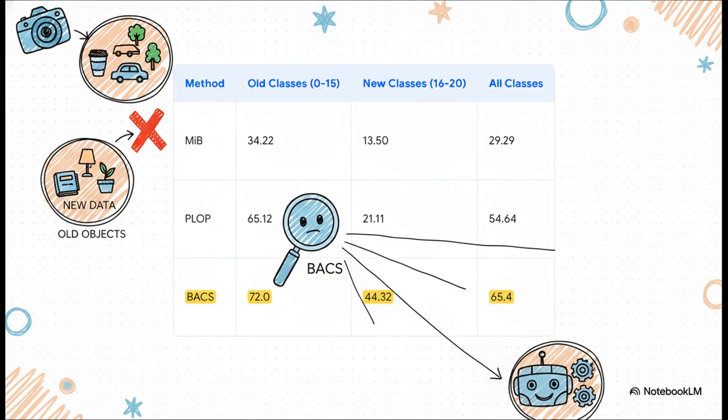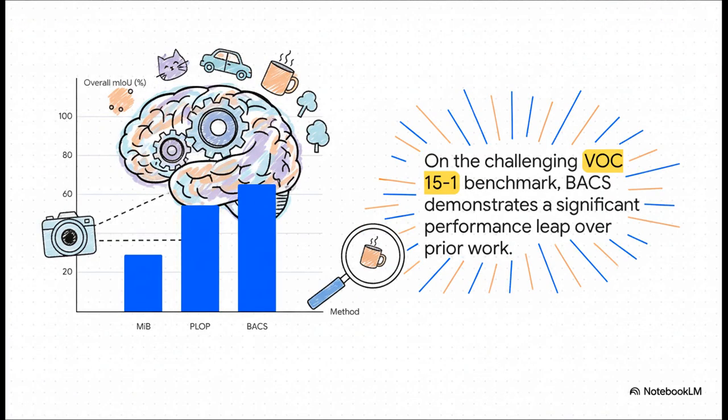But the absolutely jaw-dropping number is for the new classes. It scores a 44.32%. That is literally more than double what the previous state-of-the-art, PLOP, could do. That's an insane jump in plasticity. And this chart just makes it crystal clear. Overall, BACS is sitting at 65.4 mIoU. That's an almost 11-point lead over PLOP. I mean, in this field, an 11-point jump isn't just an improvement, it's a giant leap. It shows the system has a much, much better handle on that stability-plasticity trade-off.